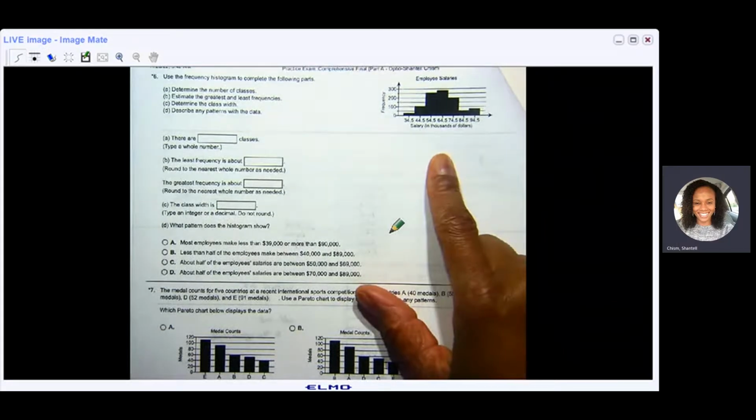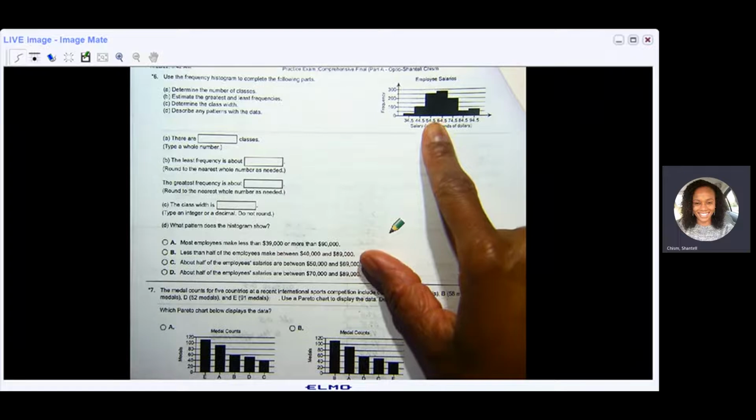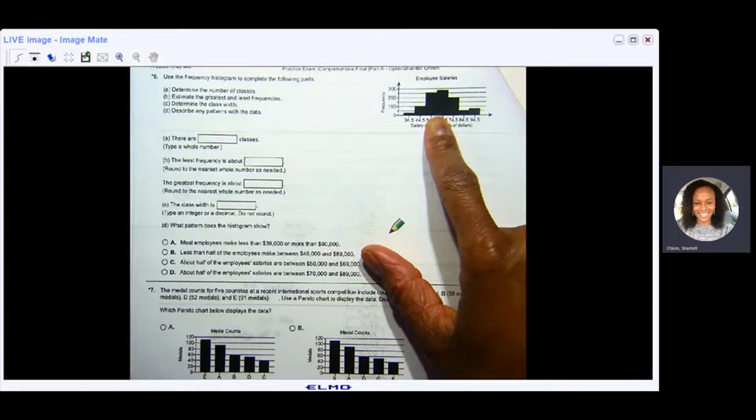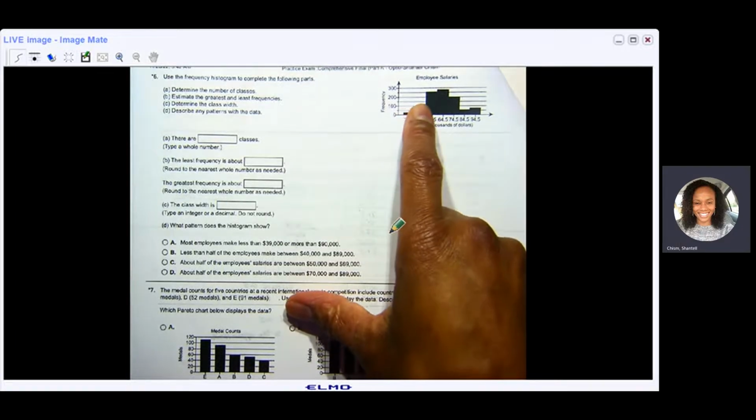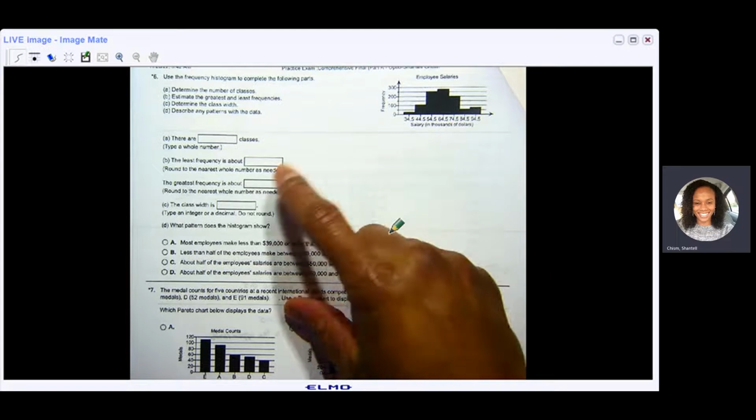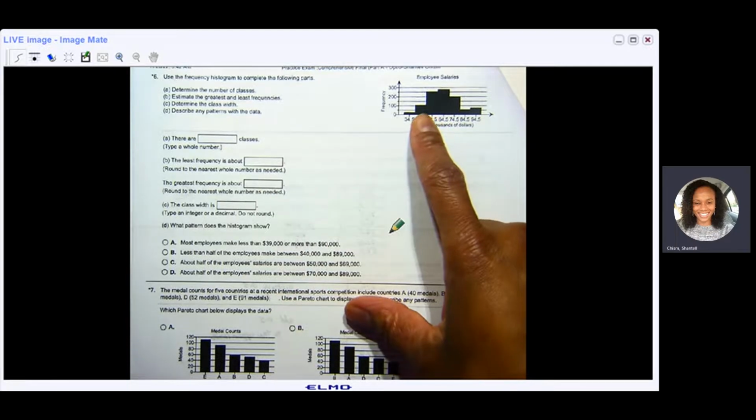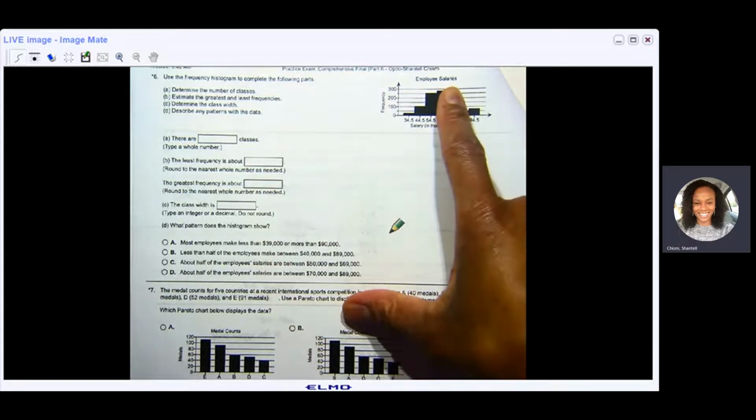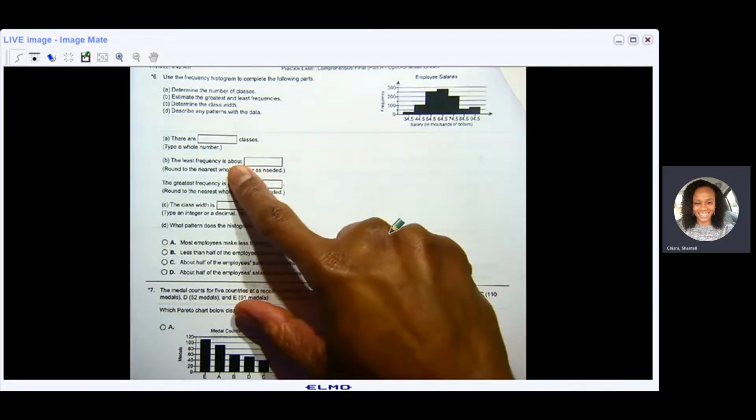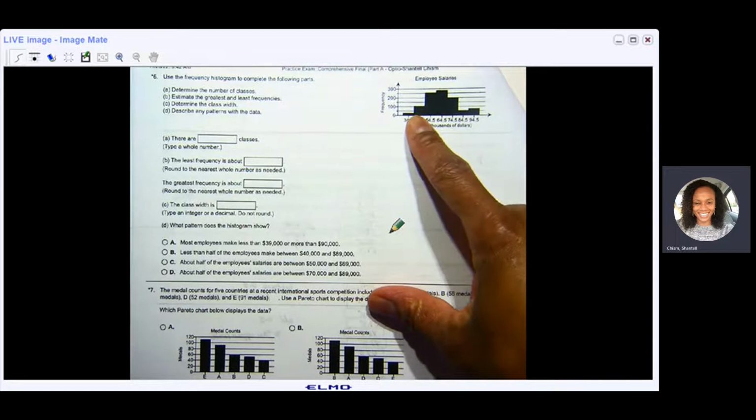This one is also module 1 where you're given basically a histogram. This is the graph of a frequency distribution, and you just ask questions about it. How many classes? So you would just count how many bars you have. That gives you the number of classes. Which one is the tallest? Or which one is the greatest frequency? That would be the bar that's the tallest. Which one has the least frequency? That would be the shortest bar.